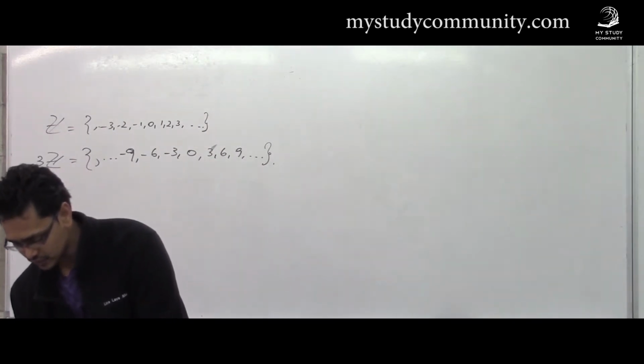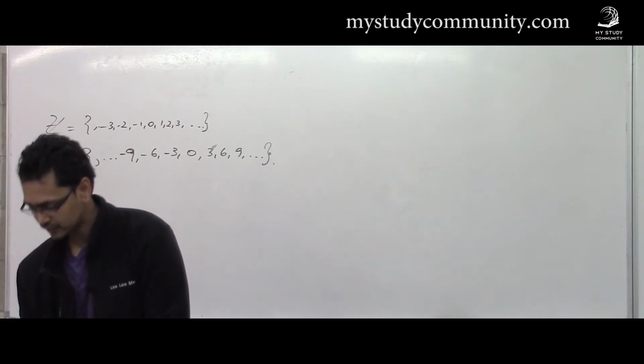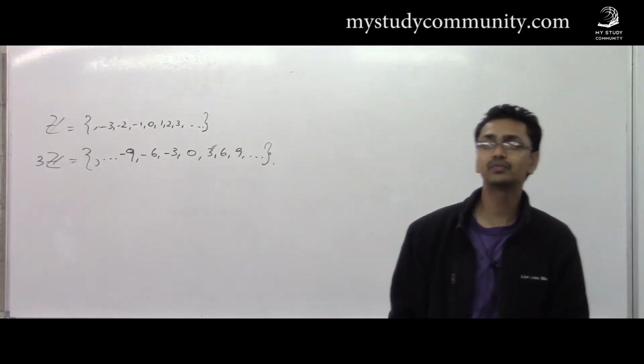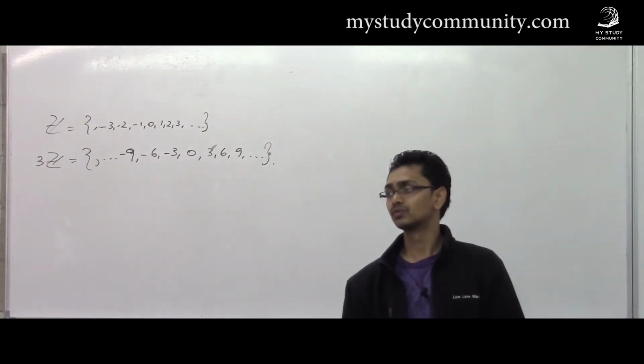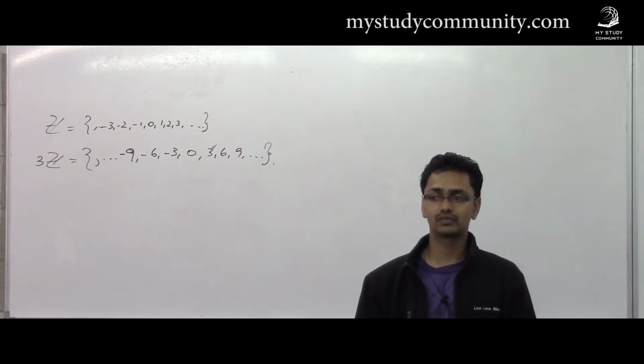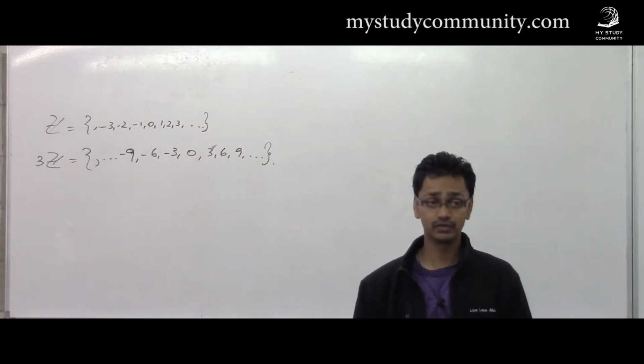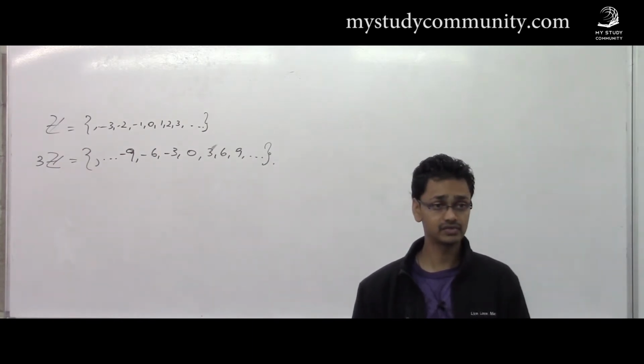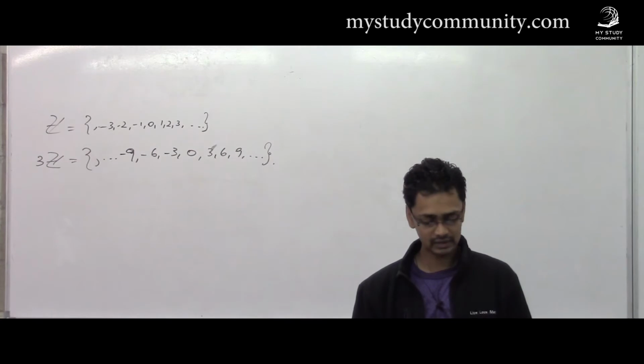And 2Z. So for 2Z, what would be the 0 for 2Z? 0. And what would be the unit for 2Z? It would have no unit, right? Because 1 is not there, only multiples of 2. Great.